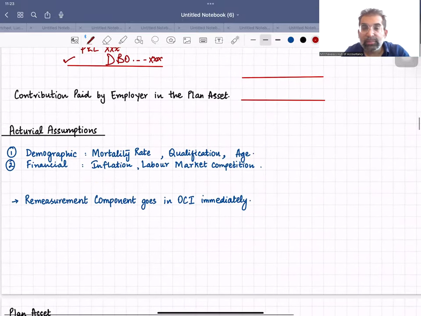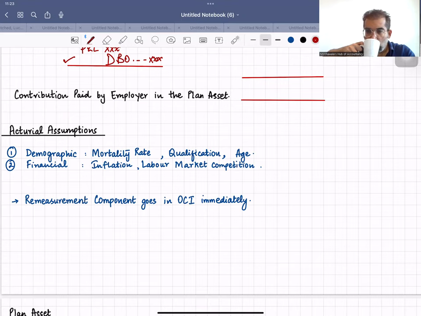So normally, those assumptions are called actuarial assumptions. There are two types of actuarial assumption. Number one is demographic assumption, and second is financial. Demographic assumptions are mortality rate, age, qualification, and all these. Obviously, mortality rate means at what age you will die. So we have to calculate the date of death.